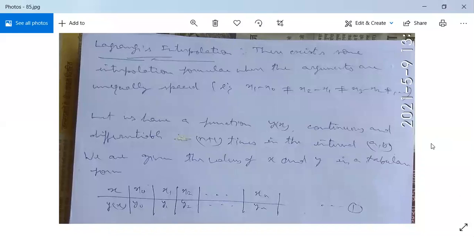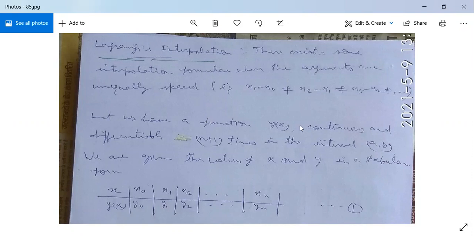Now come to Lagrange interpolation. There exists some interpolation formula where the arguments are unequally spaced. This Lagrange interpolation formula and Newton's divided difference, these are for unequally spaced cases. It means x1 minus x0 is not equal to x2 minus x1 and so on.